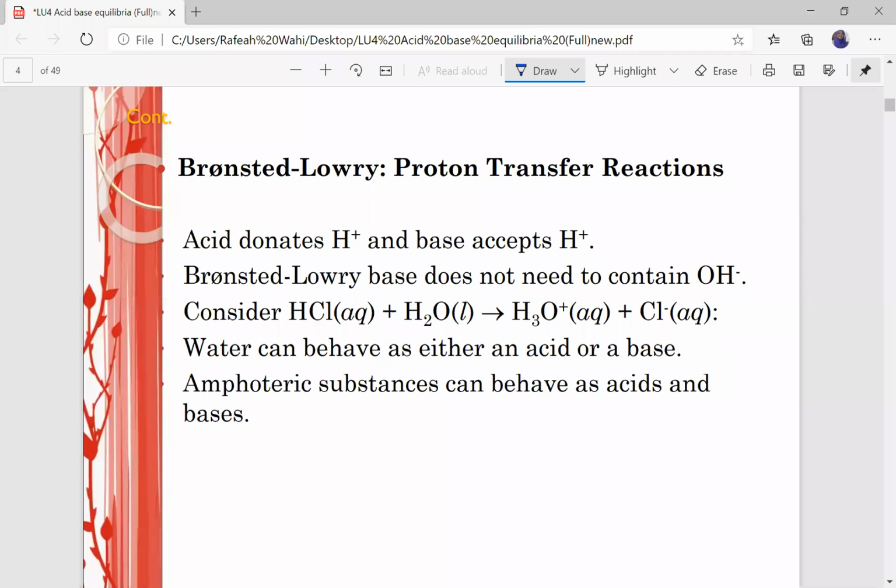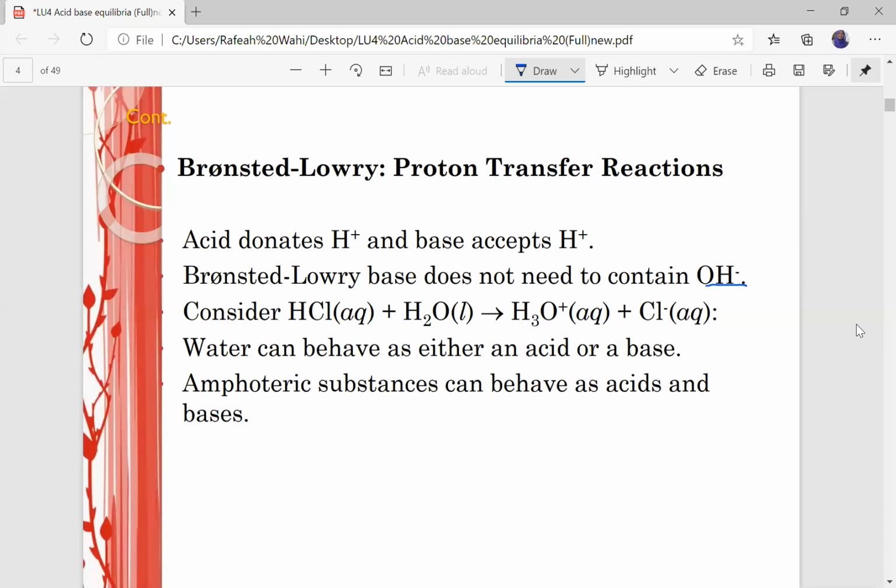According to the Bronsted-Lowry proton transfer reaction theory as well, an acid donates H plus and a base accepts H plus. Remember just now, an acid is a substance with H plus ions with no electrons, according to the Bronsted-Lowry definition. So an acid will donate H plus and a base will accept H plus. A Bronsted-Lowry base does not need to contain hydroxide ion.